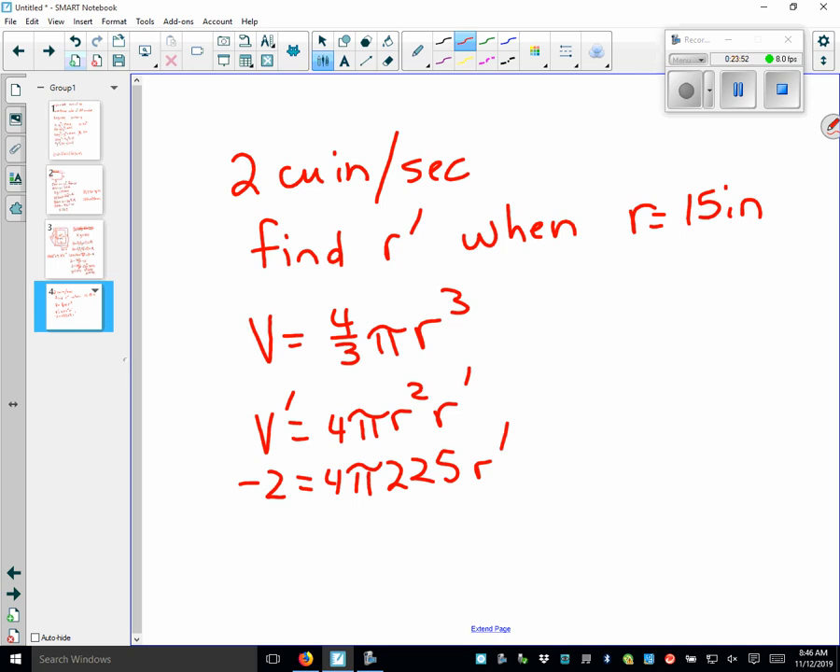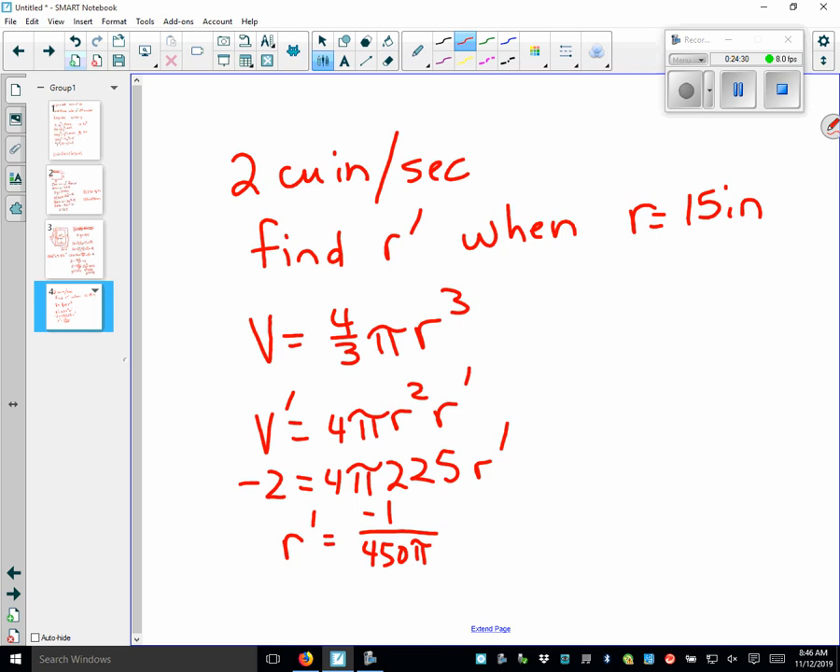How am I going to find R prime? Divide by what? I divided by 4 pi times 225, which is 900 pi. So I believe R prime is negative 1 over 450 pi.